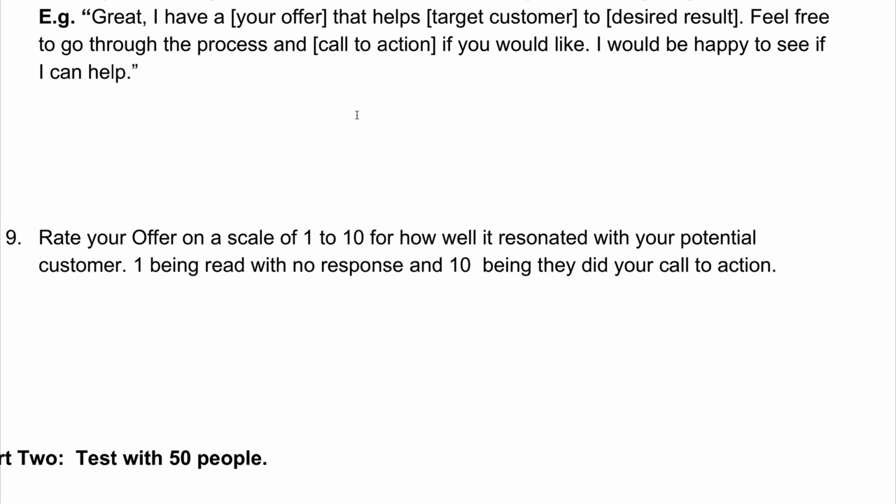You're basically going to present what it is that you're selling, who it is that you're helping, and why you're doing this. It's to get them to their desired result. And what is the call to action that you want them to take?